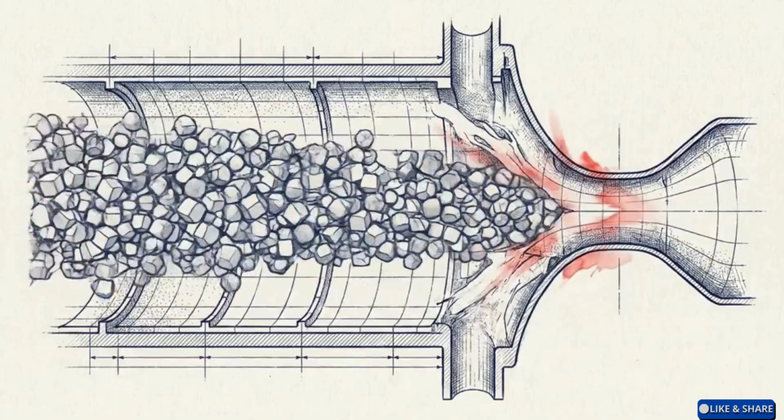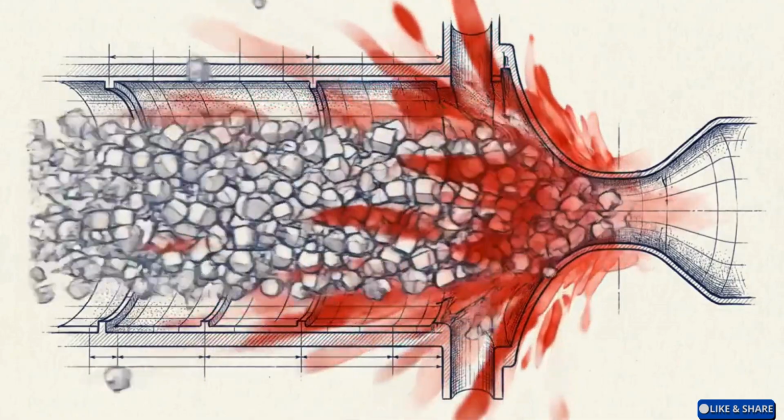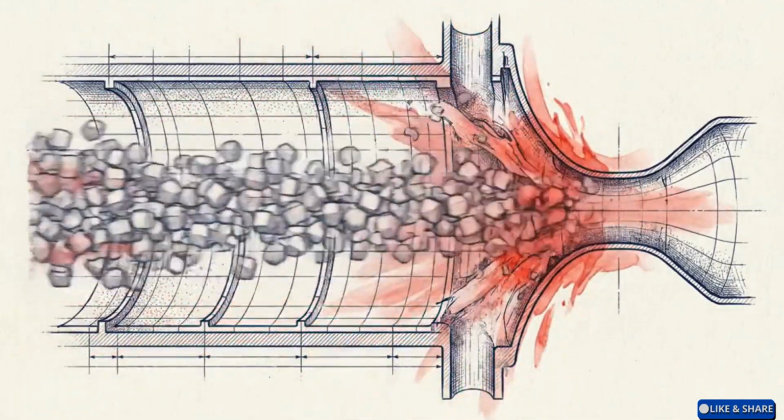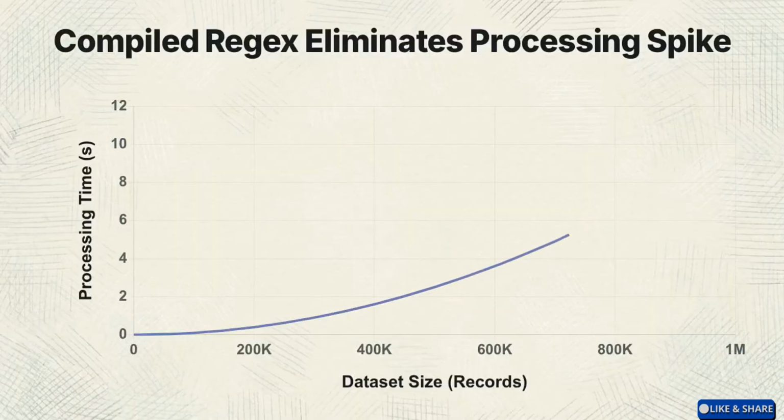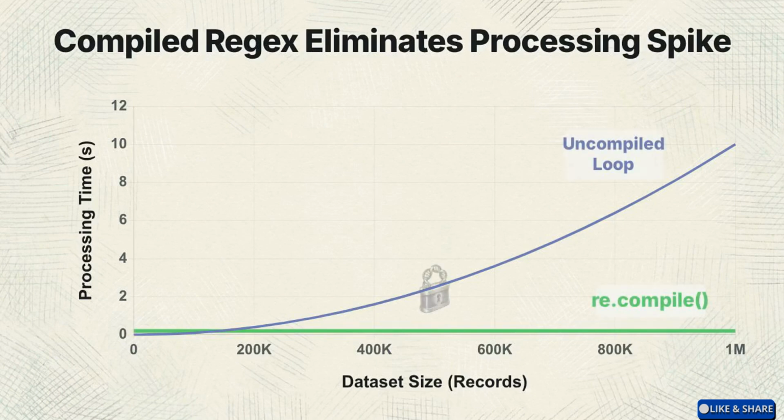Running a complex regex search over a 3 billion base pair genome loop by loop creates a computational bottleneck. Re-evaluating the pattern on every iteration wastes significant processing power. This chart shows the exponential spike for uncompiled regex loops versus the flat, efficient line of re.compile. Caching the pattern in memory as a dedicated object drastically reduces compute time.